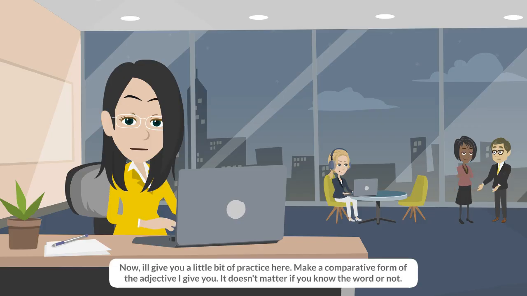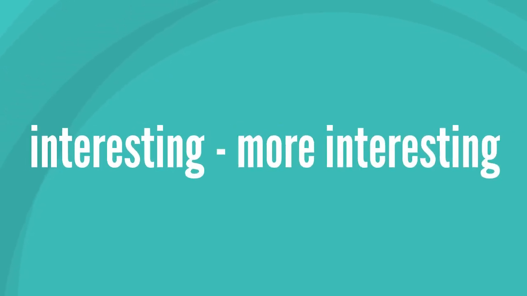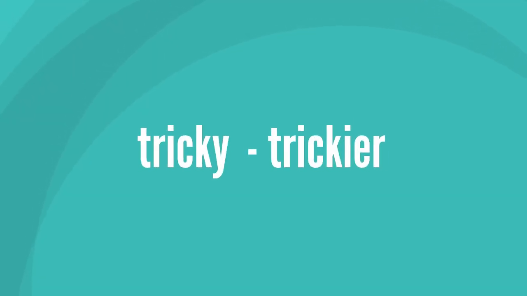Now, I will give you a little bit of practice here. Make a comparative form of the adjective I give you. It doesn't matter if you know the word or not. Good. Better. Interesting. More interesting. Funny. Funnier. Soft. Softer. Tacky. Tackier. Amazing. More amazing.